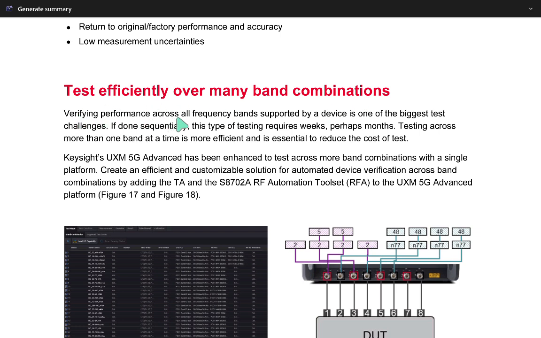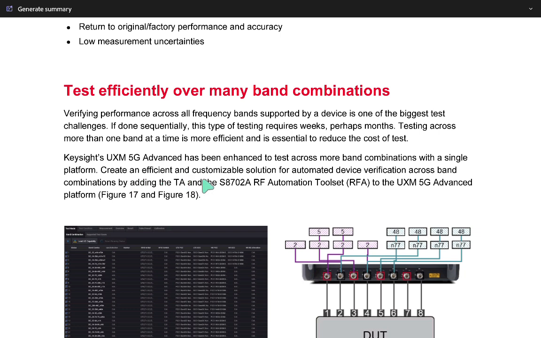Verifying performance across all frequency bands supported by a device is one of the biggest test challenges. If done sequentially, this type of testing requires weeks, perhaps months. Testing across more than one band at a time is more efficient and is essential to reduce the cost of test. Keysight UXM 5G Advanced has been enhanced to test across more band combinations with a single platform.